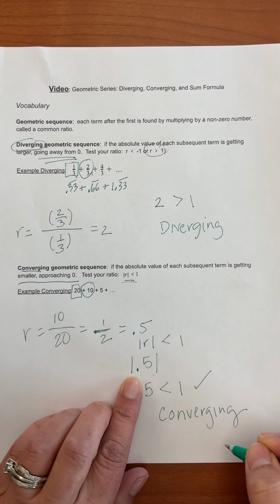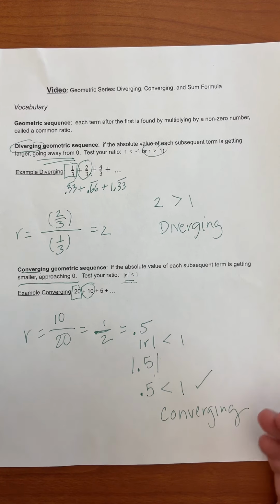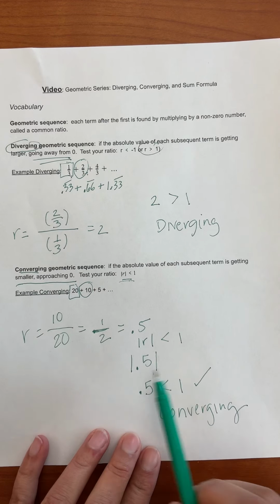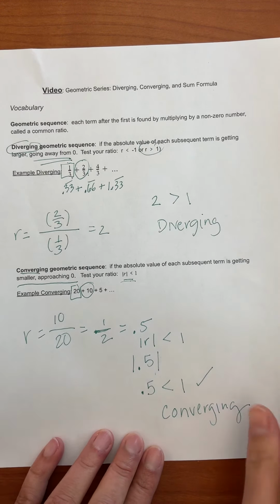So it is absolute value. A lot of people like to think that when I'm taking the absolute value of a number, it's going to be positive, and you are right. But the number is positive because it's just how far it is from zero.